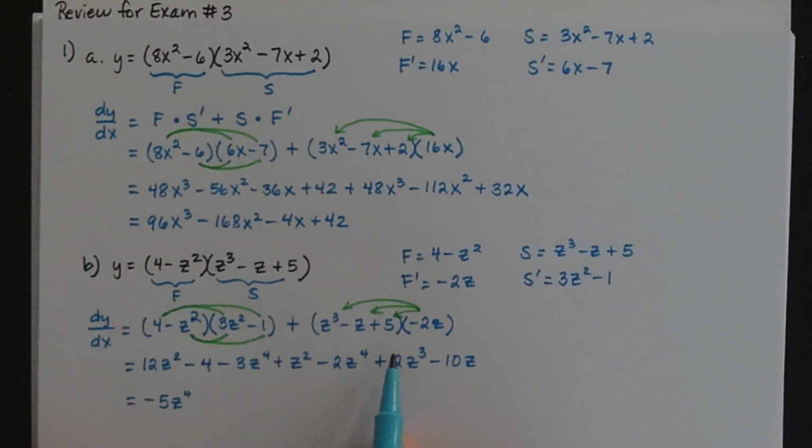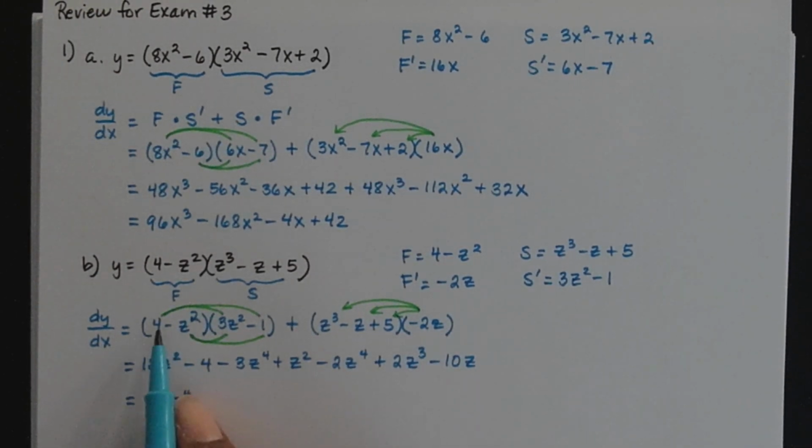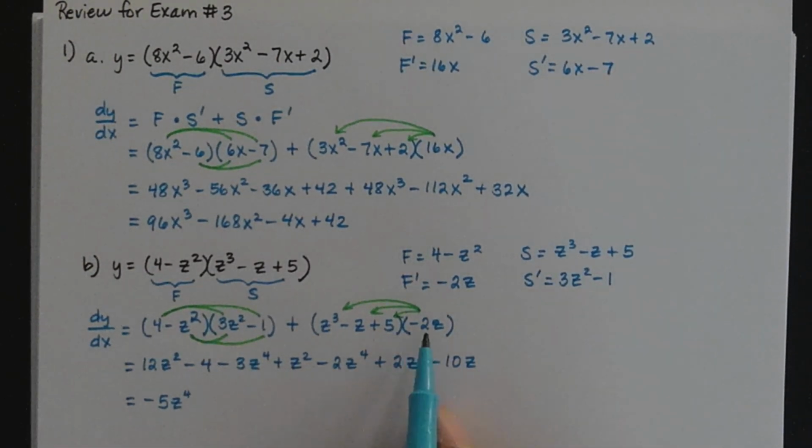missing something here. Yeah, that's why I'm getting hung up there right now. Okay, well, I think I did this wrong in my notes here, because, let me check. Let's see. That's minus 12z squared. And then that's a minus 4. Minus 3z to the fourth. Plus z squared. This one. Minus 2z to the fourth. Plus 2z cubed. Minus 10z.